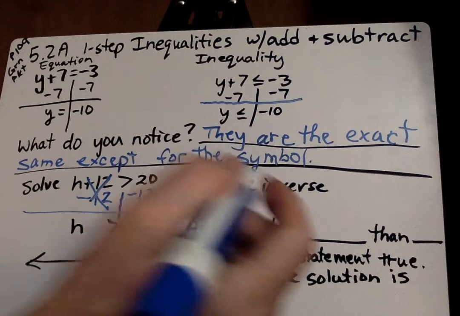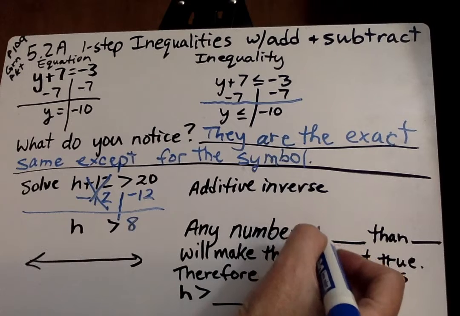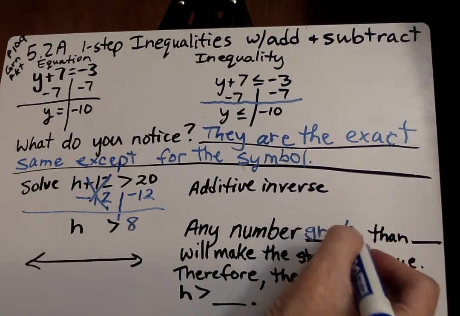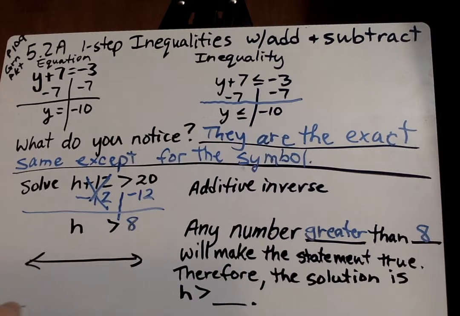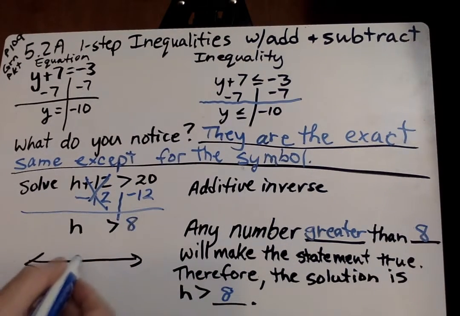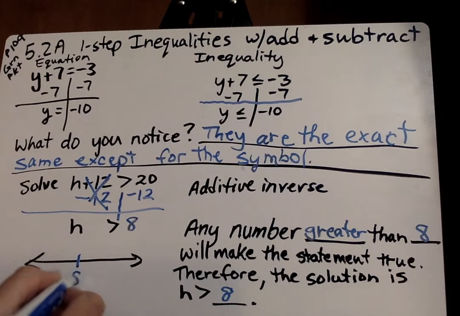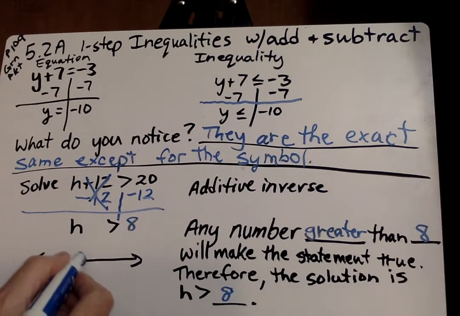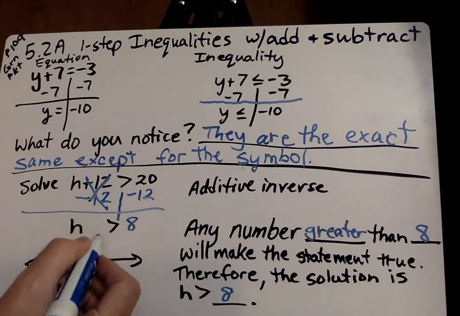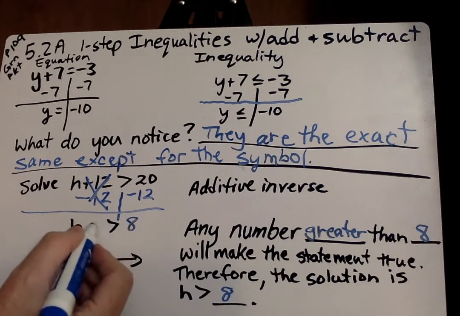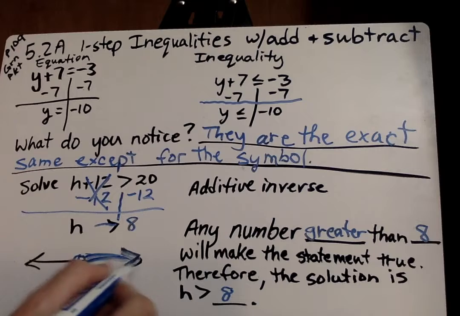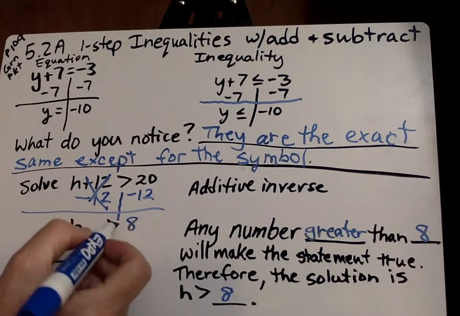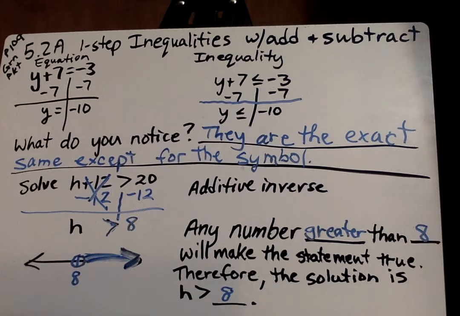So any number greater than 8 will make the statement true. Therefore, the solution is h is greater than 8. Now, if it's greater than 8, here's our number line. We're going to find 8. Greater than, we have an open dot, and this tells us which direction to shade. If the variable's here, greater than, see how it points that direction? That means we're going to shade here. And there's our solution. So again, h is greater than 8.